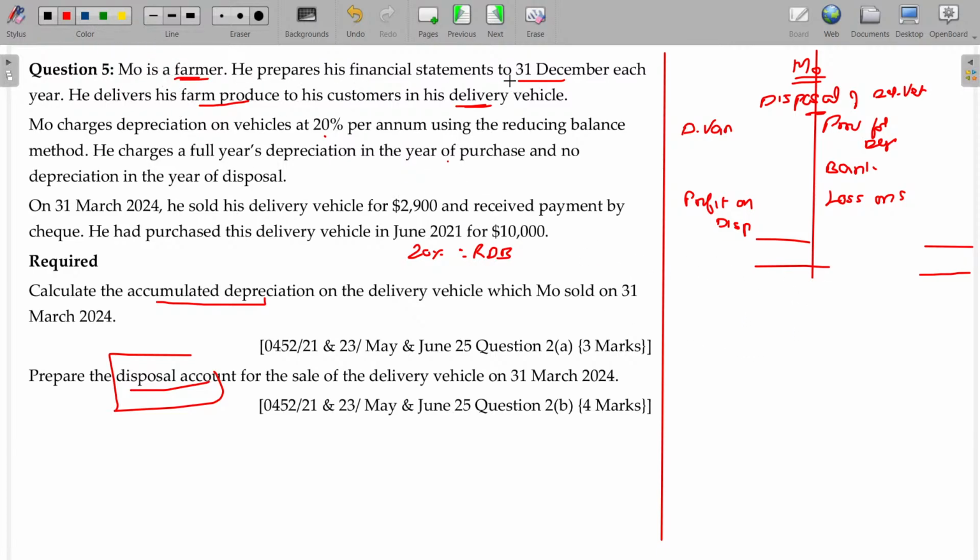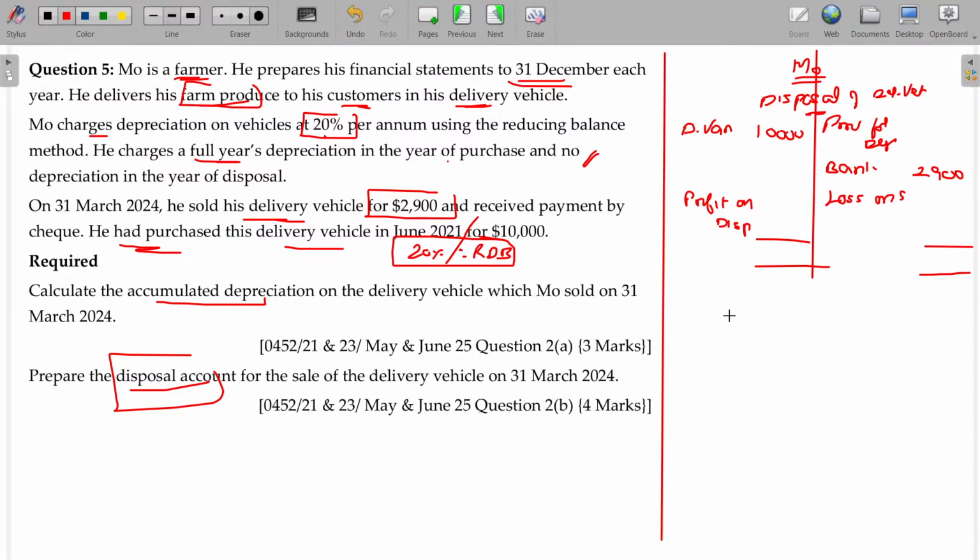He prepares his financial statement on 31st December each year. He delivers his farm product to his customers in his delivery vehicle. Mo charges depreciation on vehicles at 20% per annum under WDV, the written down reducing balance method. He sold his delivery vehicle for $2,900, so the amount collected is 2,900. And he had purchased this delivery vehicle in June 2021 for 10,000. The cost being this one.